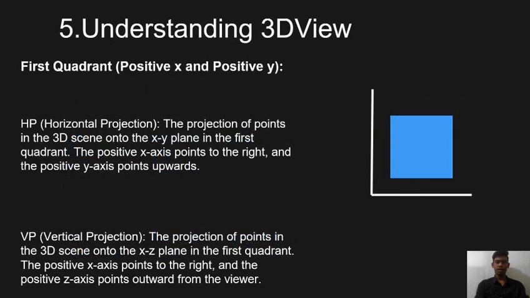Fifth one, understanding 3D view. First quadrant, it is positive y and positive x. HP, horizontal projection. The projection of points in the 3D scene onto the xy plane in the first quadrant. The positive x-axis points to the right and the positive y-axis points upwards. VP, vertical projection. The vertical projection of points in the 3D scene onto the xy plane in the first quadrant. The positive x-axis points to the right and the positive z-axis points towards the viewer.